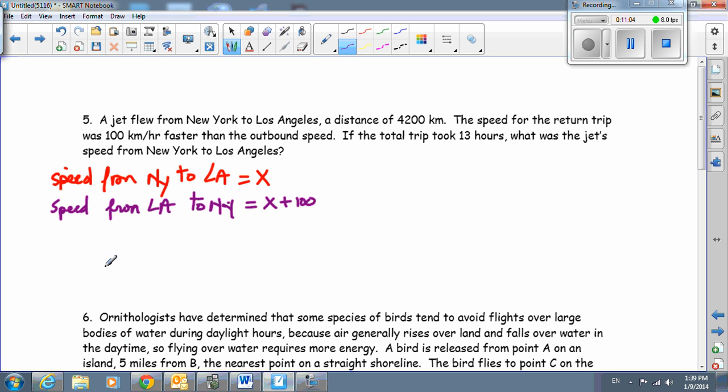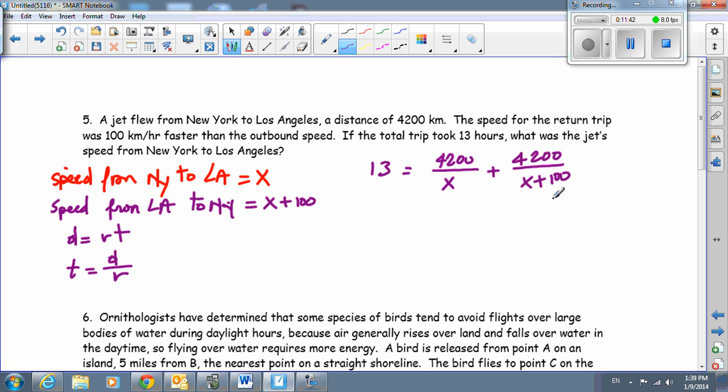The second thing is you need to know that distance is equal to RT, or time is equal to distance over the rate. Now, if you note, the distance between the two cities will not change, so that distance remains the same. So I can say this. If the total trip took 13 hours, I would say 13 hours is therefore equal to 4,200 over X plus 4,200 over X plus 100. That would be my equation. This is the time that it took from New York to Los Angeles. This is the time that it took from Los Angeles to New York.